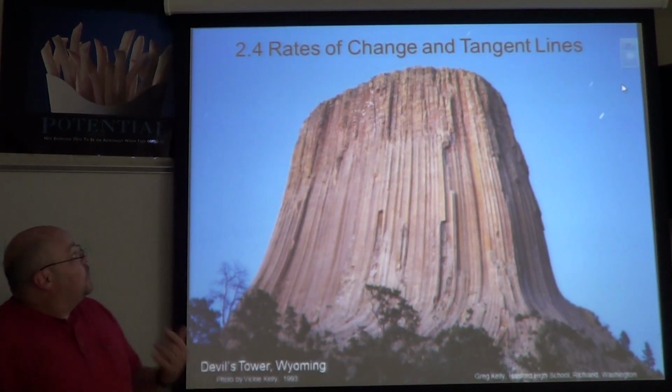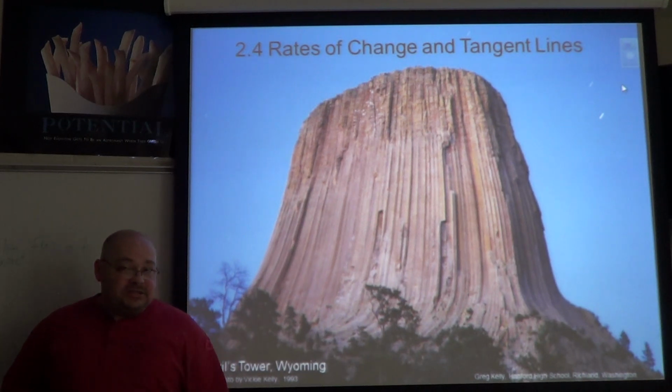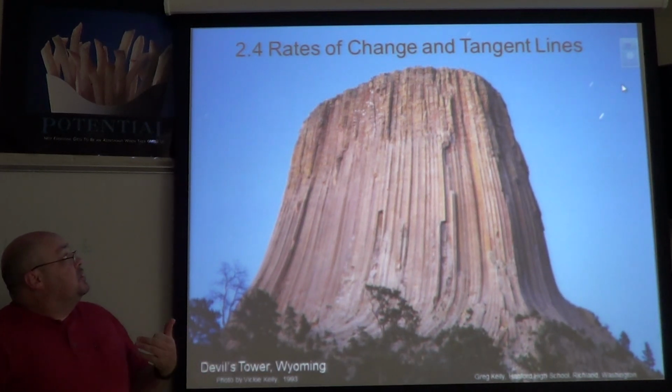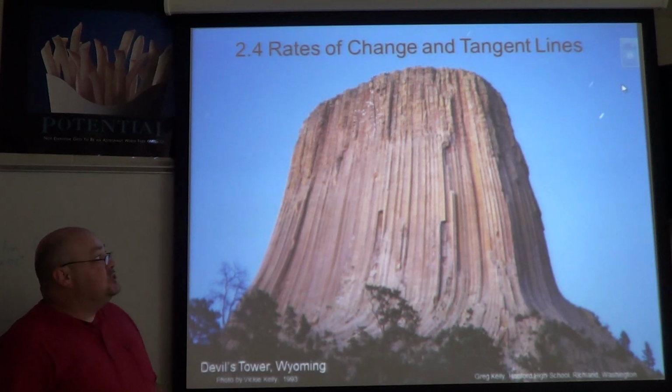All right, these are the notes for section 2.4, the last section of chapter 2, and the title is Rates of Change and Tangent Lines.